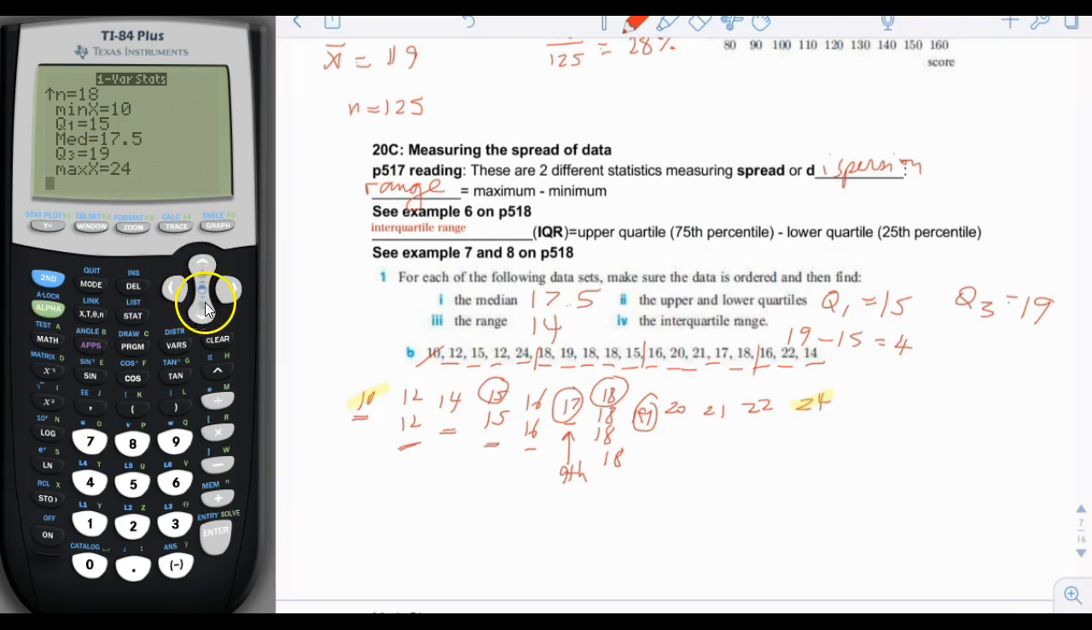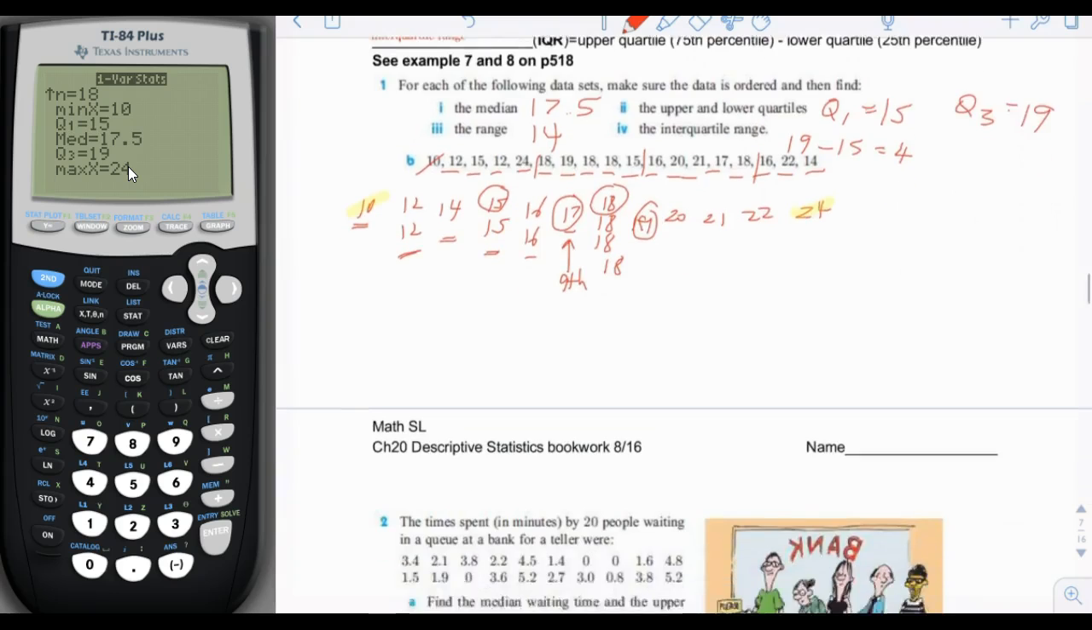So the IQR would be 19 minus 15. Okay, I don't think they have IQR here. You just calculate it from Q3 and Q1. Okay, and that's it for this page. Let's move on to page 8.